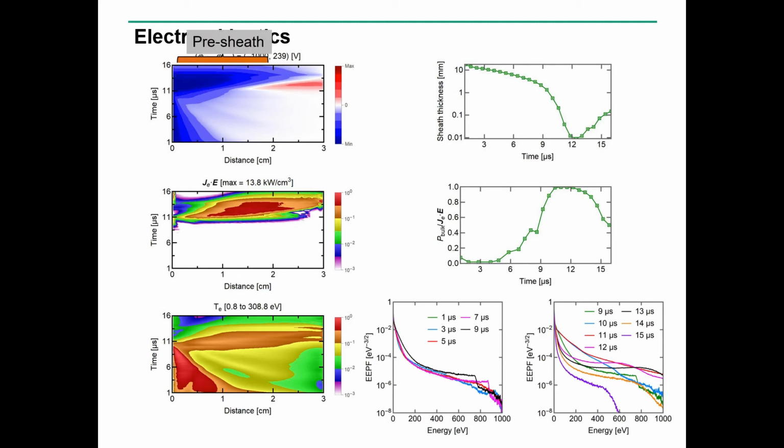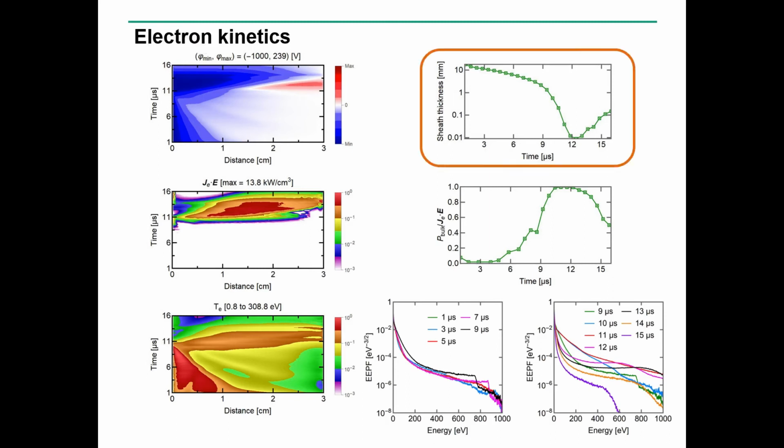Note that the electropositive ion sheath is still very thin during the HiPIMS phase. The top right figure shows the variation of the ion sheath width with time obtained from the space charge distribution, which can be as low as 10 micrometers in the discharge in the HiPIMS phase.